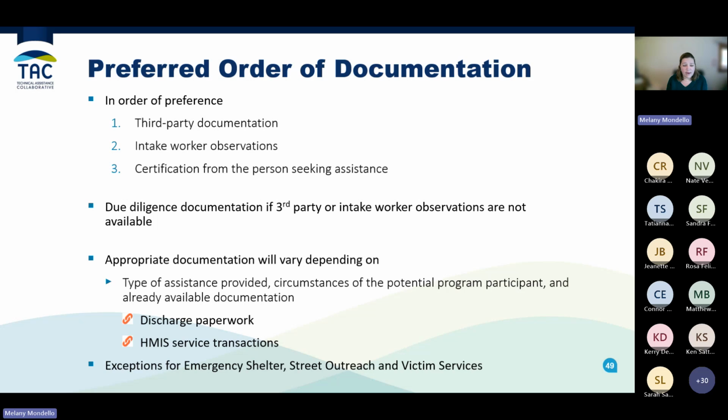There also, you can accept certification from the person who's seeking the housing or seeking the shelter from you, if none of the others are available. So you can't go right to self-certification. You have to show in your documentation that you tried to get third party, intake worker wasn't available, and you can do some self-certification.